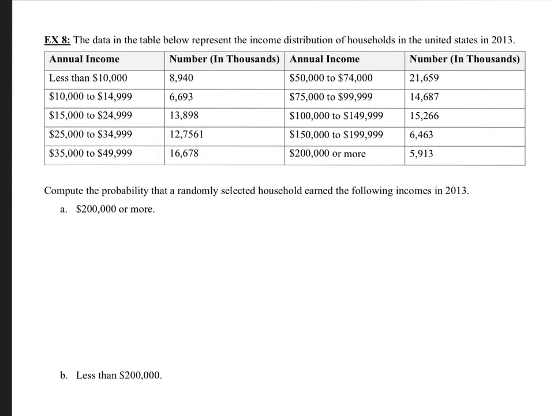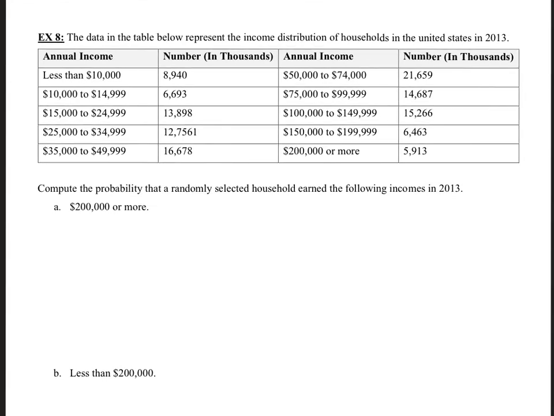Let's take a look at example 8. The data in the table below represent the income distribution of households in the United States in 2013. Compute the probability that a randomly selected household earned the following incomes in 2013. A, $200,000 or more. Alright, let's see. Let E equal earning $200,000 or more.